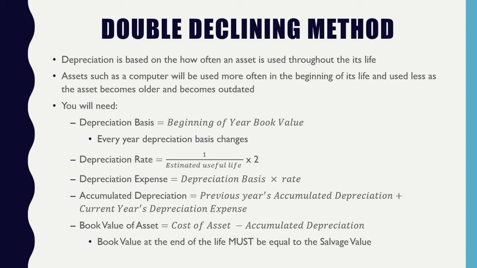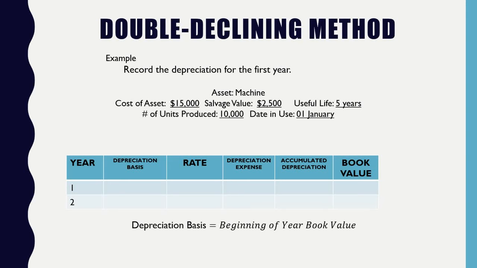So 1 over any number makes it a fraction. That's exactly what we're doing. We're going to evenly divide it by the number of useful lives, and we're going to multiply it by 2 because we're decreasing it twice as much. And then for your depreciation expense, it's going to be your depreciation basis times your rate. And then, of course, your accumulated depreciation and book value, these formulas stay the same. So let's go ahead and dive into our first example here.